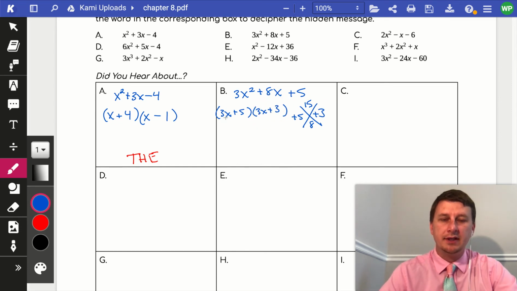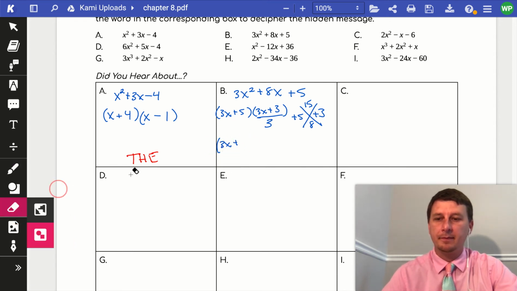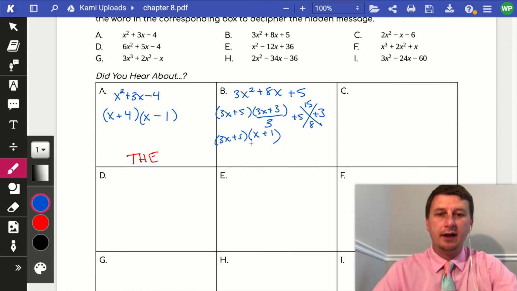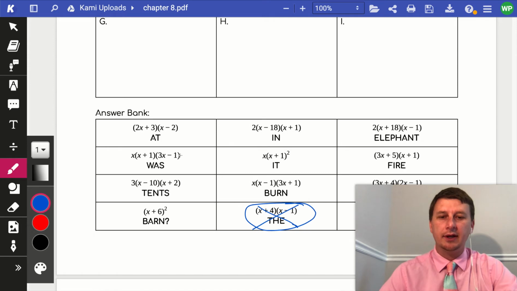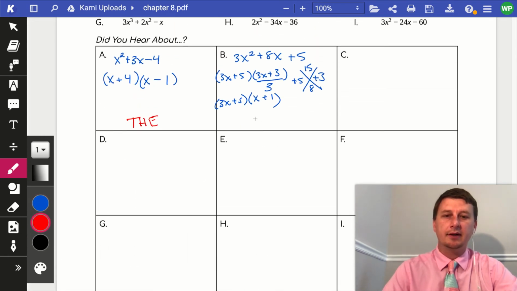And are either of these parentheses divisible by 3 when I use my AC method? And yes, this one is divisible by 3. So I'm going to divide that one by 3, and I'll be left with 3x plus 5. I'm just going to move this up so I have room for my word. 3x plus 5 times 3x divided by 3 is x. 3 divided by 3 is 1. So I have 3x plus 5 times x plus 1. Oh, there it is. Okay, so the word that's going in this blank right here is "fire."